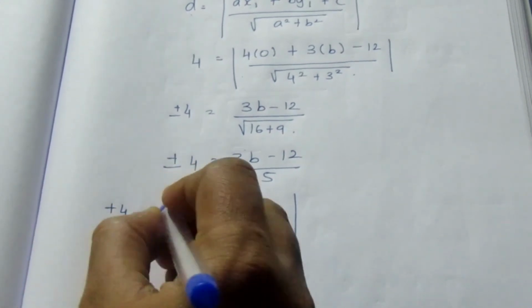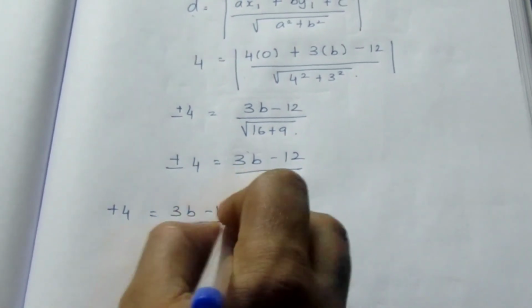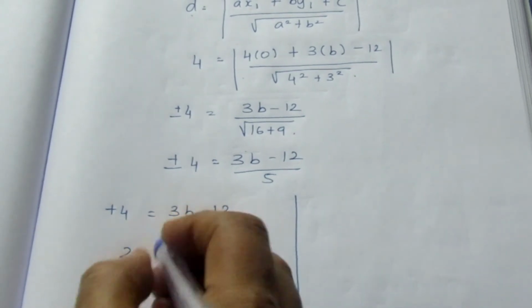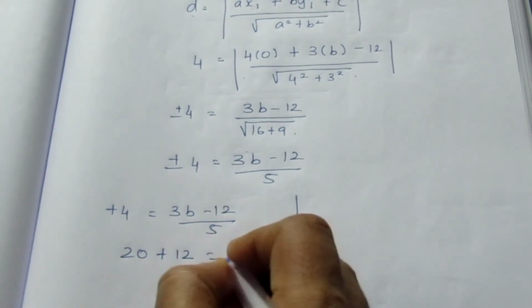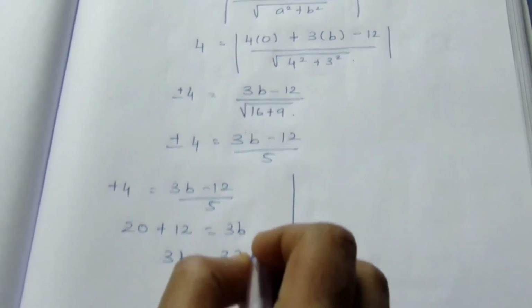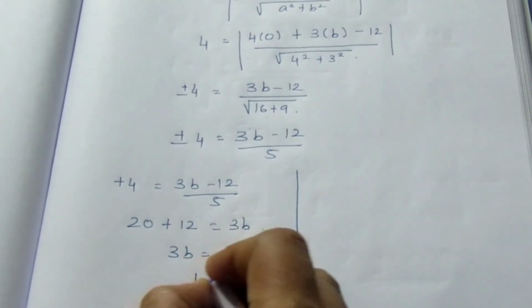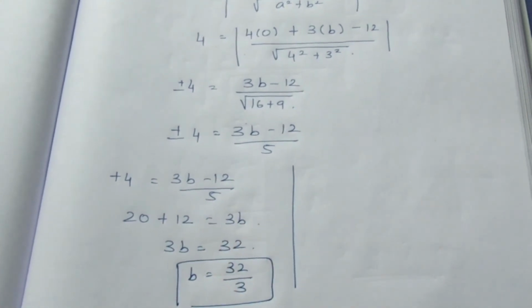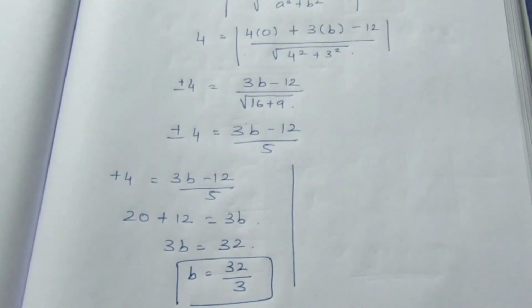Here 4 is equal to 3b minus 12 by 5. If 5 goes to this side, it comes as 20. Here minus 12 will come as plus 12 equal to 3b. So 3b equal to 32, b equal to 32 divided by 3. So the b value we got is 32 divided by 3.